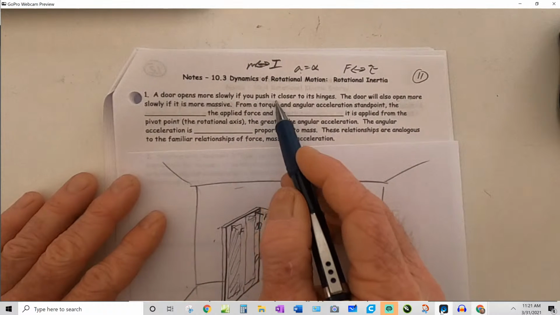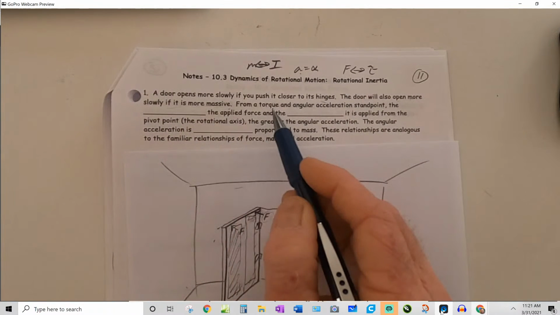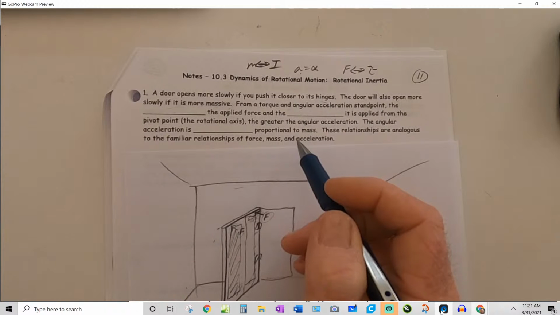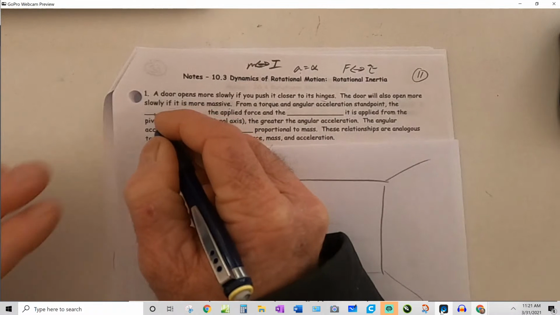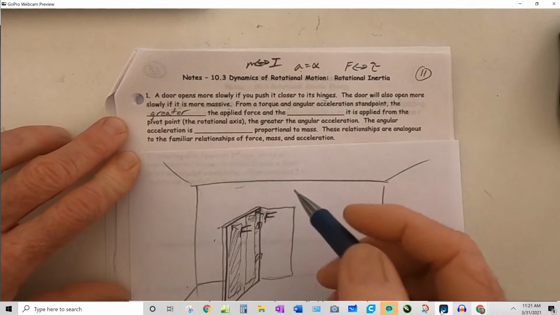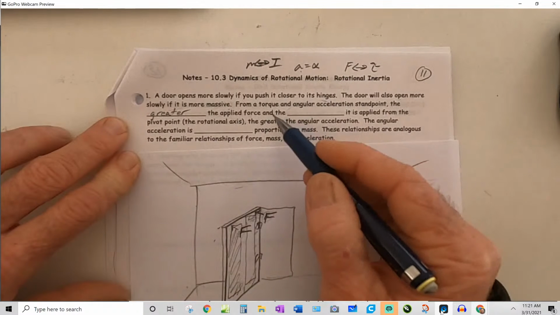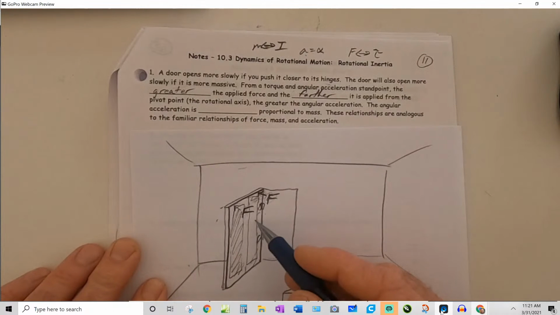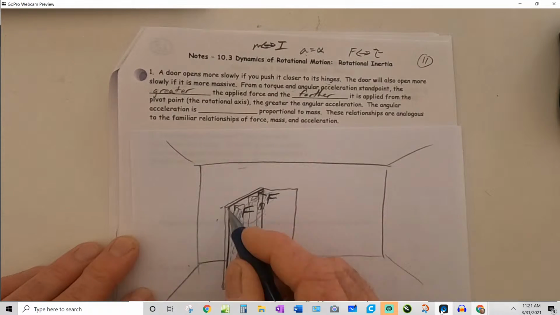The door opens more slowly if you push it closer to its hinges. The door will also open more slowly if it's massive. From a torque and angular acceleration perspective, the greater the applied force and the farther from the pivot point it is applied, the greater the acceleration. So the greater the applied force, like if I applied a bigger force here and a bigger force there, we would get a greater acceleration. And the farther it is applied from the pivot point, the greater the acceleration. So there are two ways to make this door accelerate open more quickly. One is to apply a big force, and the other is to apply the force as far away from the hinges as you can.